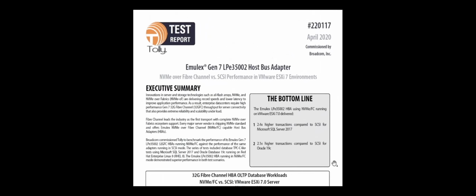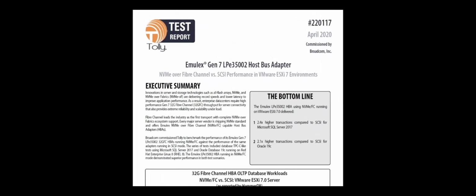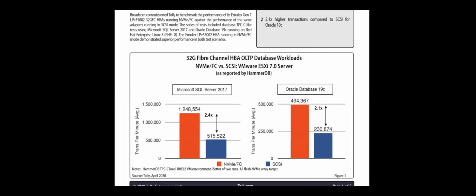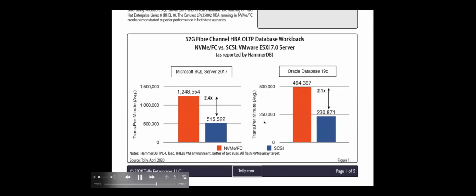Having said that, as I mentioned earlier, there are different performance tests available for you if you search for them. And generally what they show is in the range of a 2x performance improvement simply by moving from SCSI to NVMe on a VMware machine.